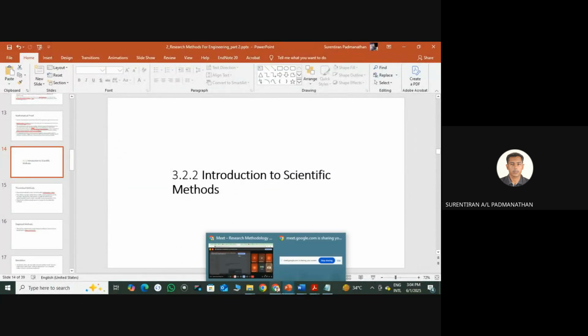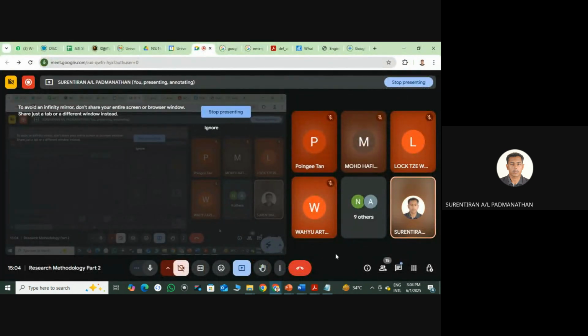Okay, so next is the, so before I go to the topics, do you guys have any questions? So you guys understand, right? Just now I was telling about proof by demonstration and also the empirical method, and also the theoretical mathematical proof. So for research, what kind of method models do we use? Who can say that?